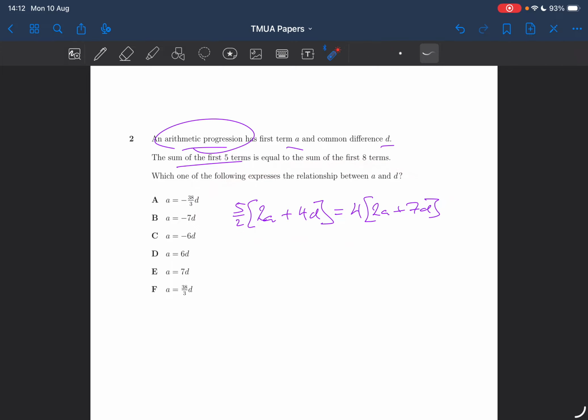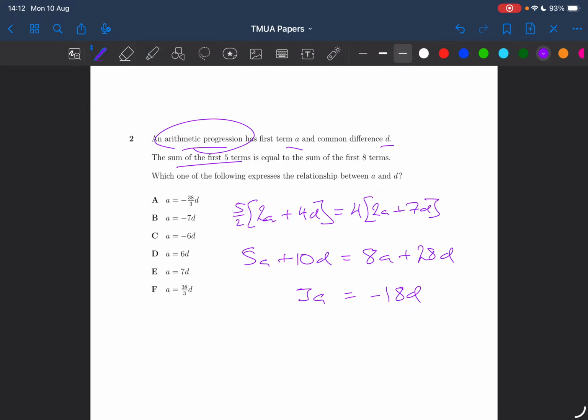And now let's just expand everything out. This 2 can be useful, so half of 2 is obviously 1, times the 5 is a 5. Similar thing here, 2 goes with that to make a 2, times 5 is a 10. On the right, we'll have 8a plus 28d. Let's take some things away. We'll have 18d on the right here. And we can have also 3a on the right, but we'll make it a 3 on the left. And you can see here the d's are going to be negative, so we'll leave the negative with this one. Divided by 3, a should be minus 6 lots of d, which is answer C, which is correct.